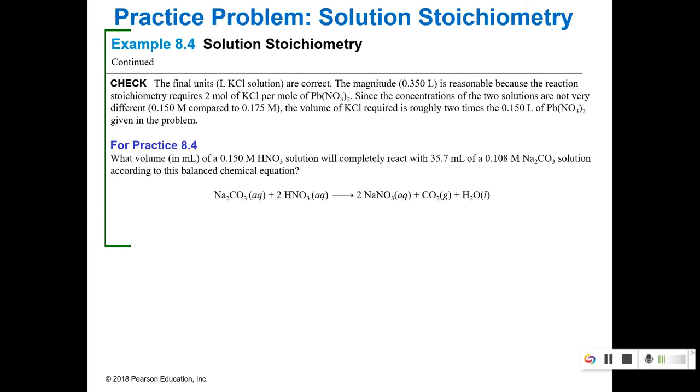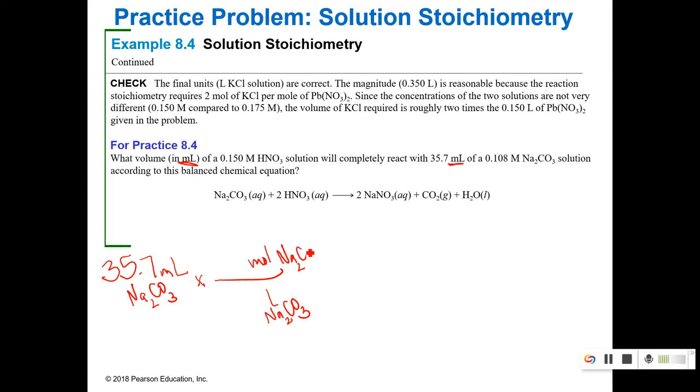Okay, we are going to do both of these problems, so just bear with me. This one asks for volume in milliliters, but it starts in milliliters. So remember, this is kind of like kilograms. If they're both the same, you can leave them. Okay, so you still got to start with volume. 35.7 ml of sodium carbonate is 0.108 mol per 1 L.